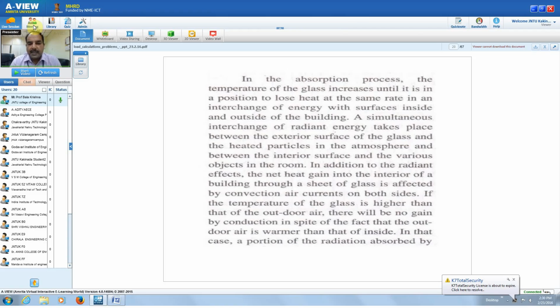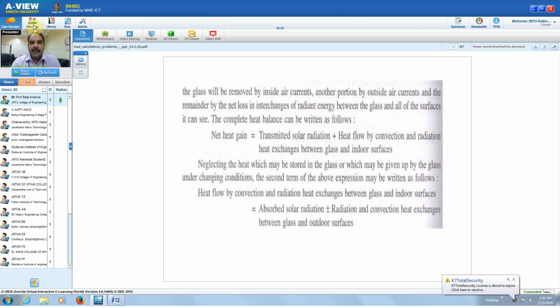In that case, the portion of the radiant energy absorbed by the glass will be removed by inside air currents, another portion by outside air currents, and the remainder by the net loss in interchange of the radiant energy between the glass and all of the surfaces it can see. The complete heat balance can be written as follows.